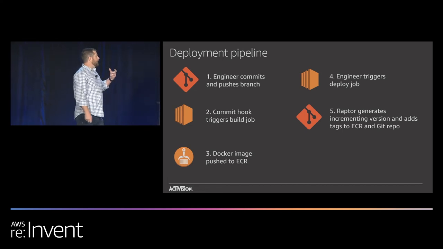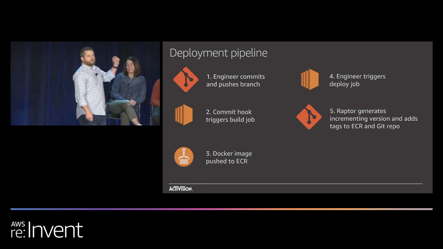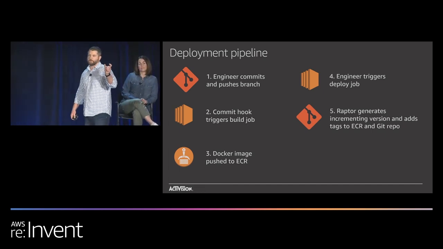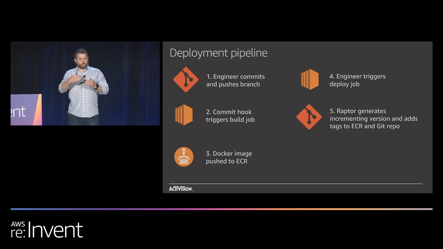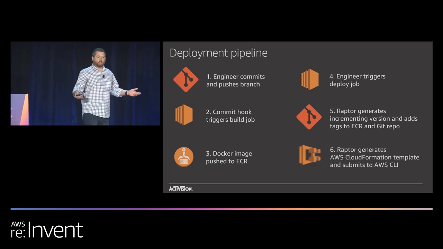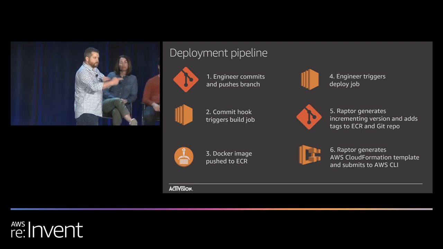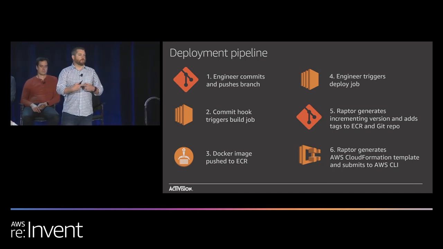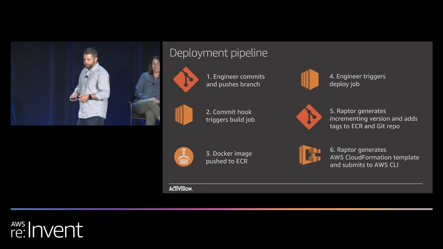And those tags automatically go up into ECR. The ECR image gets tagged, and the actual Git commit itself gets tagged with the version number. So the engineer can later look in their Git history and see a complete history of what versions were deployed. Lastly, Raptor will generate the appropriate CloudFormation templates and submit them through the CLI, and then monitors the progress in order to adjust for any failures or retries that need to happen. As we all know, CloudFormation is perfect.